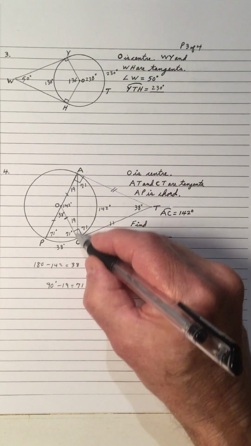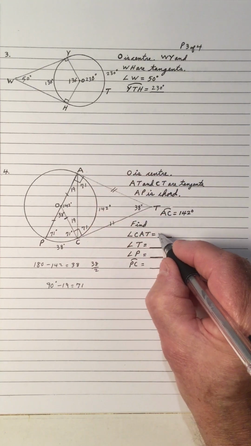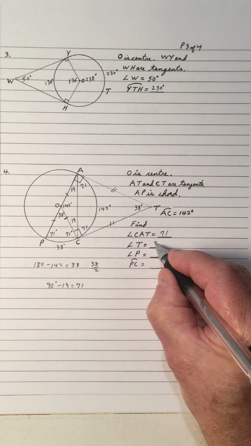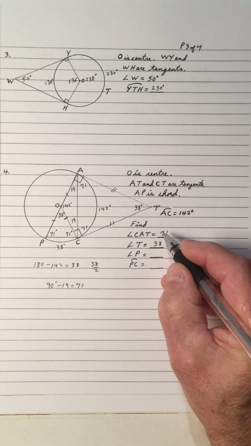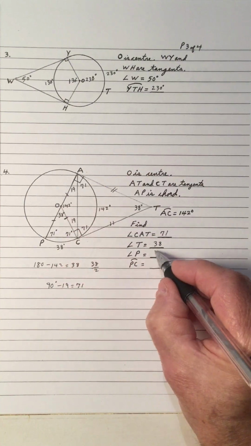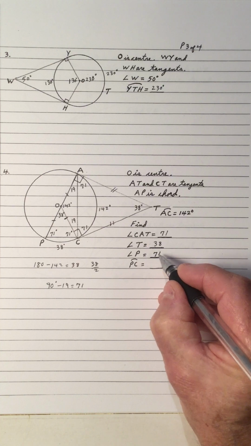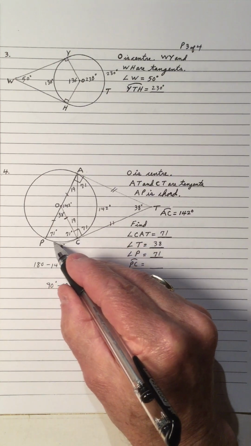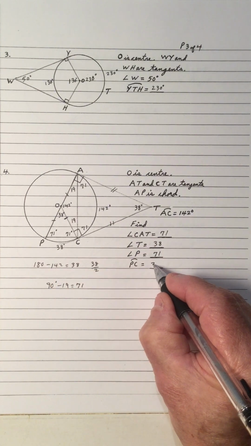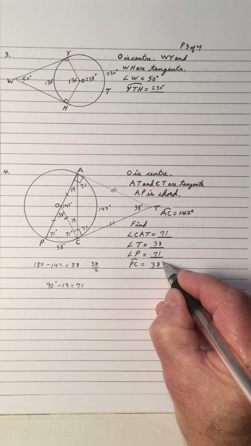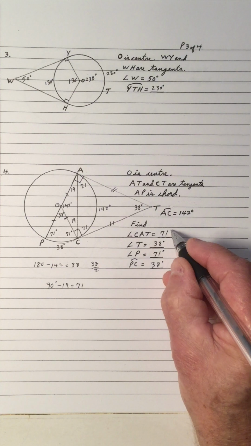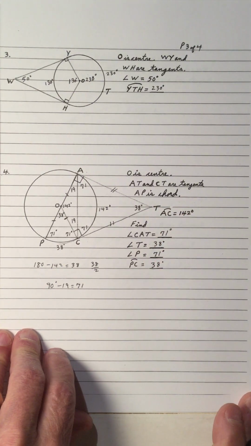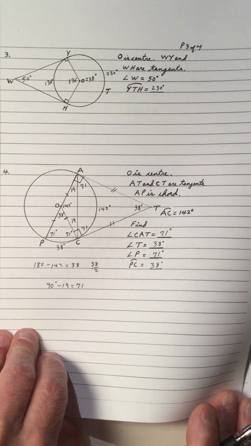Angle CAT, 71. Angle T, 38. Angle P, 71. And the arc PC, right here, this arc PC is 38. So I went and found everything, and then I fitted it all in here. Okay, let's continue.